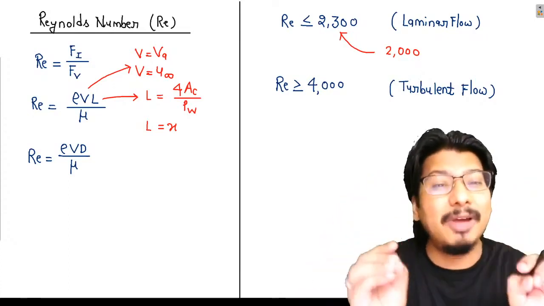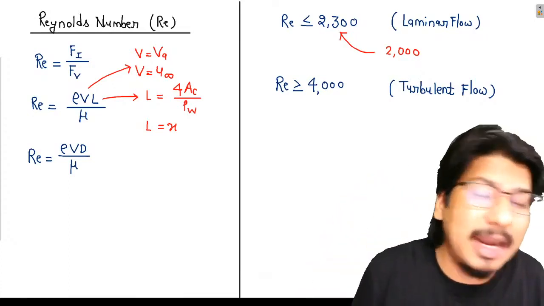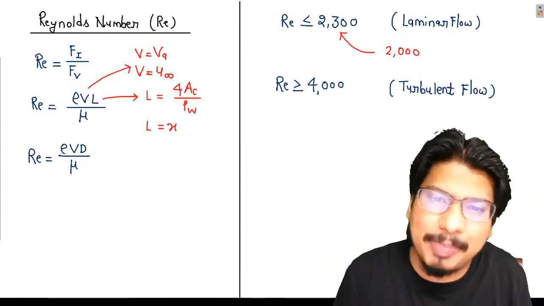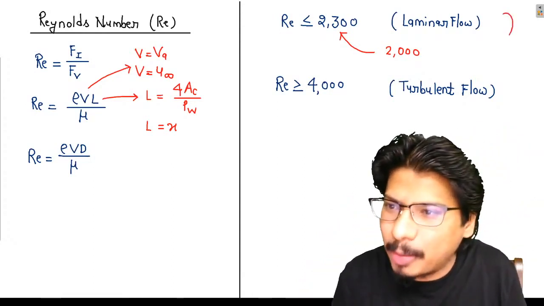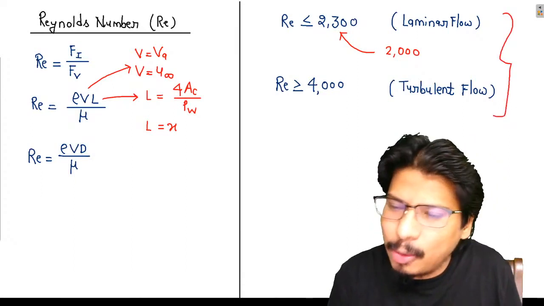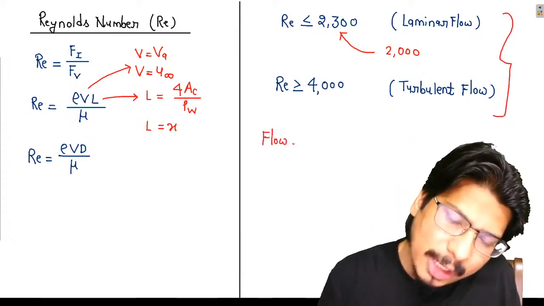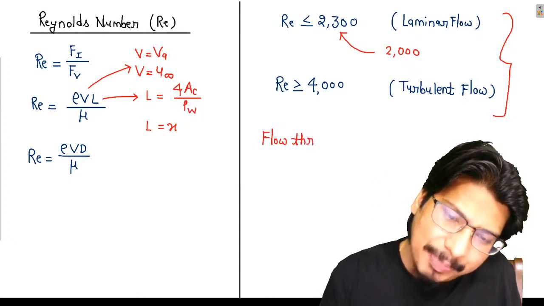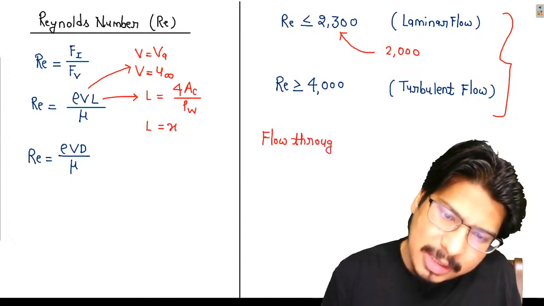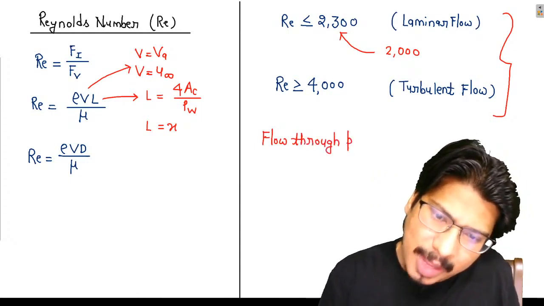Remember, whatever I have discussed is valid only and only for flow through pipe. These two conditions I have told you are valid only for flow through pipe. You cannot apply them for any other case. I hope everyone is clear.